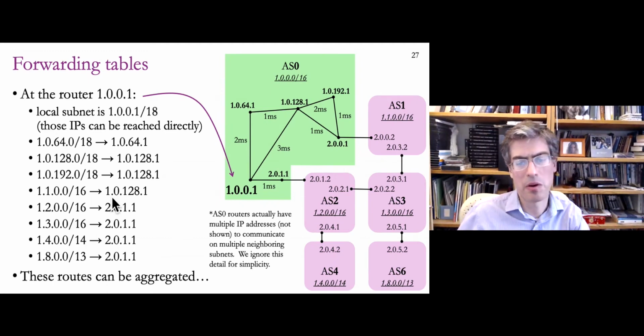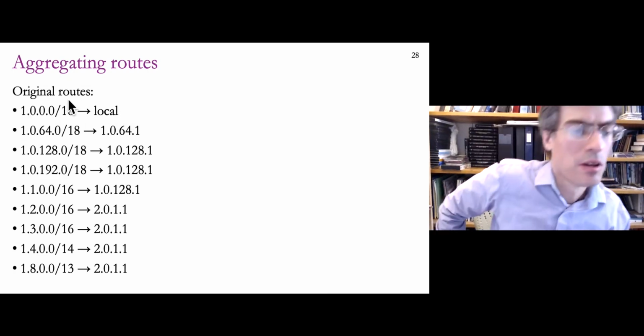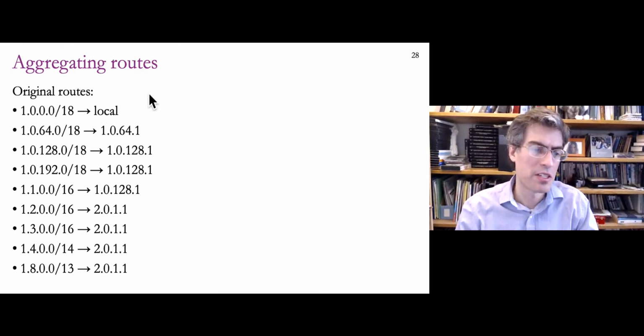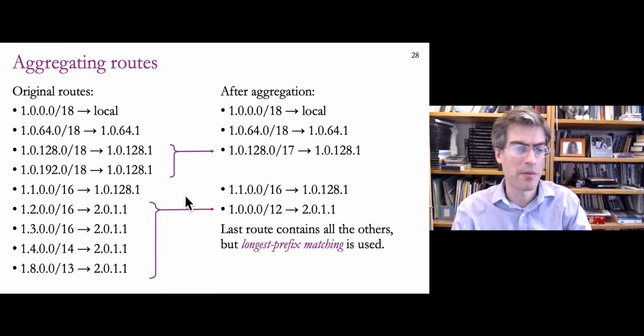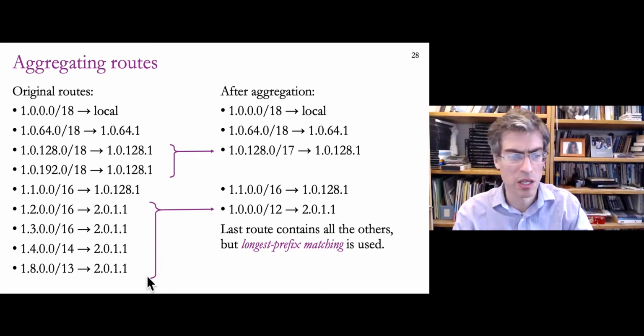So what we want to do is actually aggregate them. Okay, this is a copy of the same rules. The one that's listed local, those are the IP addresses responsible under that particular router, where it can just send them directly. It's on the subnet itself. But a lot of these are redundant. Okay, so in particular, there are two aggregations that can be made.